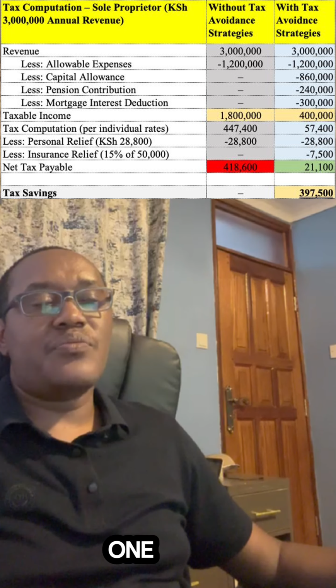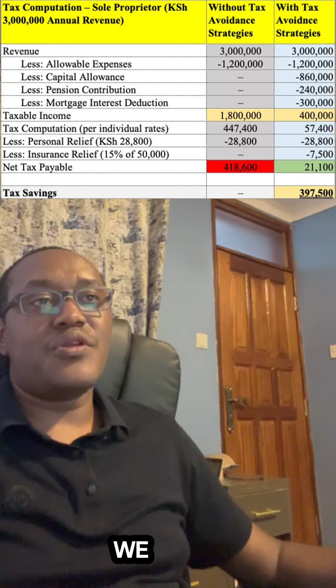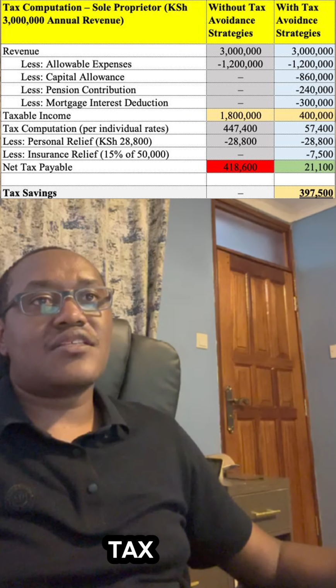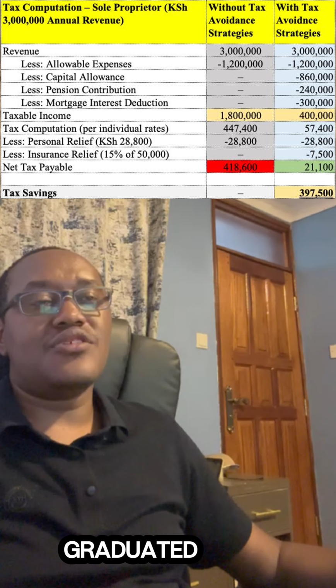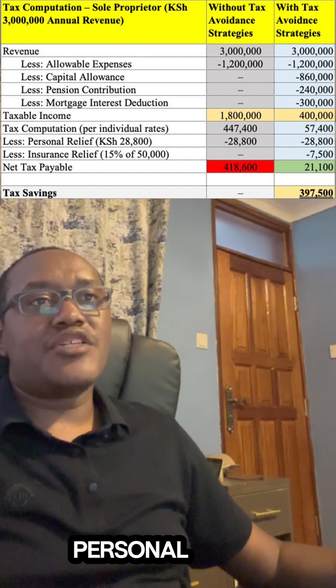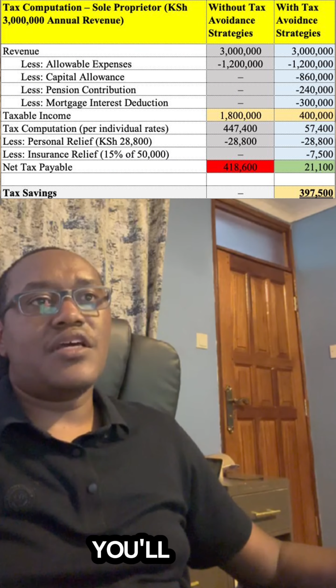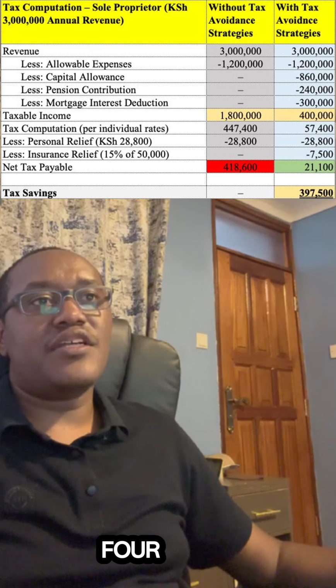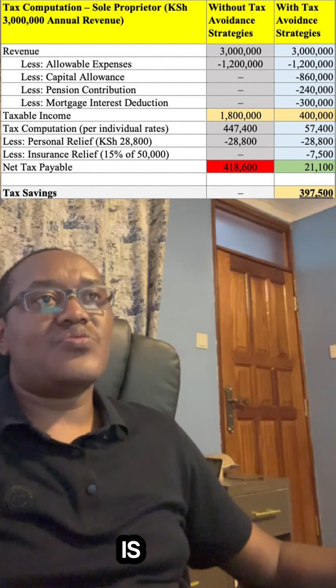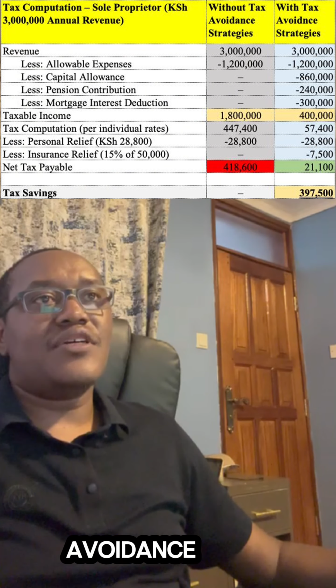This 1.8 million is supposed to be computed using the graduated scale, the way we normally do for PAYE. Then you will find that the tax computation at the individual graduated rate is 447,400. Then you deduct personal relief. For that matter, you will end up paying tax payable of 418,600 shillings. The other scenario is with a tax avoidance strategy.